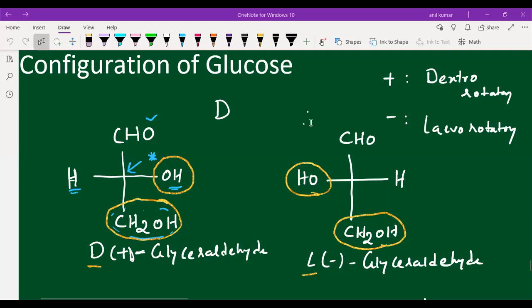So why do I say this? See here, once again, why these two are non-superimposable mirror images, which have the ability to rotate plane polarized light. This we call enantiomers.